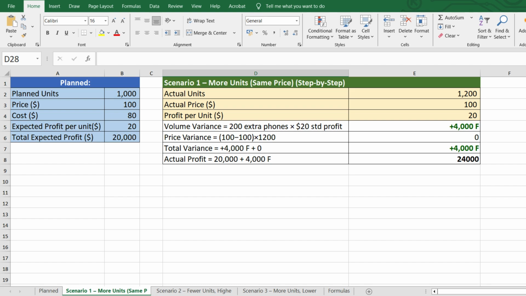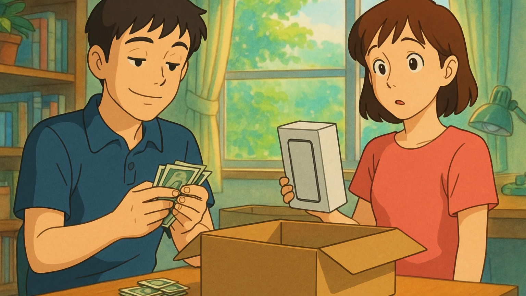Your actual profit? $20,000 plus $4,000 equals $24,000. Total change in profit equals $4,000 favorable. That's your total sales variance, all from volume.